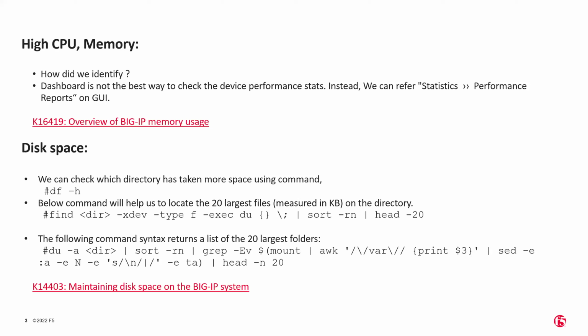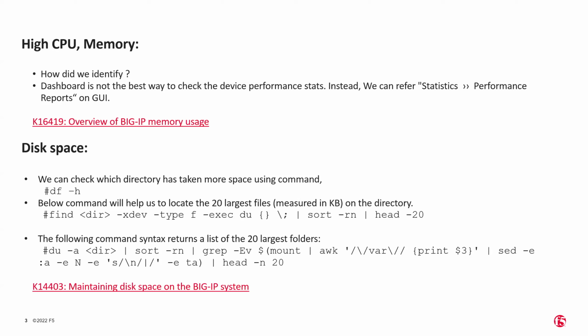So the article which I have attached is an overview of BIG-IP memory usage. It will give you the details of what swap is, what the other memories in the picture are, and the working behavior of the BIG-IP with respect to memory.